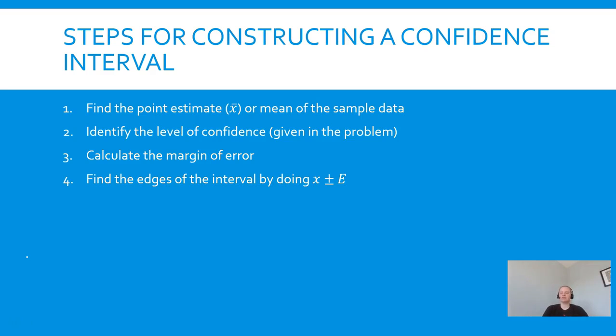Okay, so here are our steps. First, find the point estimate. That was our sample mean, and the symbol for that is X bar. Then we identify the level of confidence. Like I said, usually it's going to be 90, 95, or 99. Similar to our level of significance in hypothesis testing, the level of confidence will be given to you in the problem. Then we calculate the margin of error. We're going to look at that formula on the next screen. And then we find the interval by taking our point estimate and adding and subtracting the margin of error to get our lower end and higher end of the range.